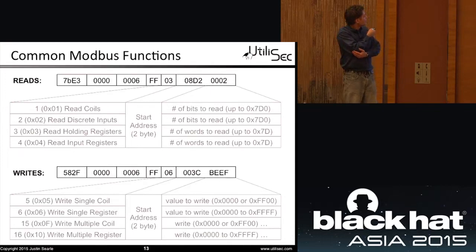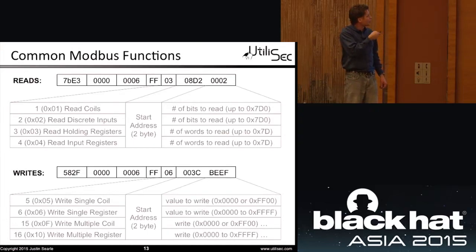So when we have reads, we can either read a coil, or we can read the discrete input on the device. We can read holding registers, or we can read input registers on this device. We can also write to coils, write to a single register value, write to multiple coils, or write to multiple registers. Once again, writing to a coil means that we're changing a binary output, turning something on or off. If we're writing a single register, we are sending a control signal to change some type of analog output. Or we can change multiple binaries or multiple analog outputs on this device.